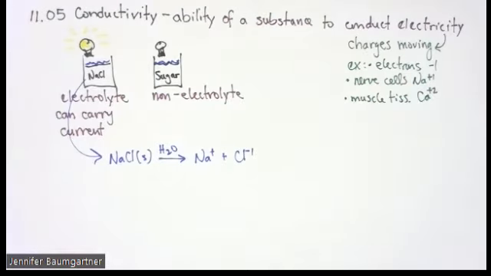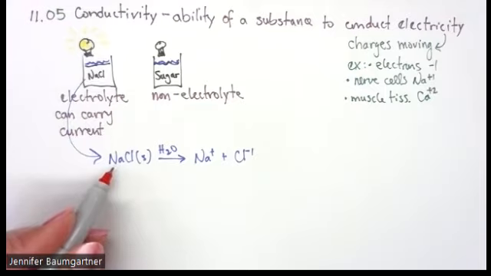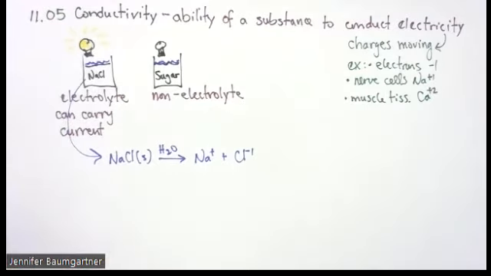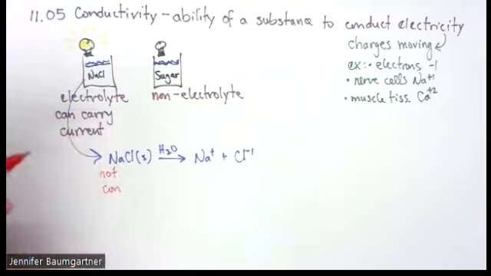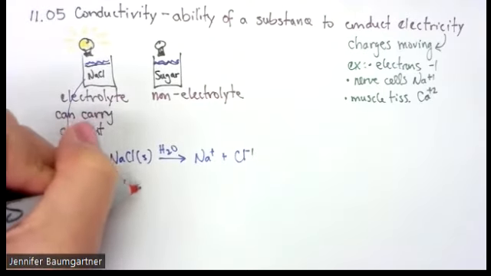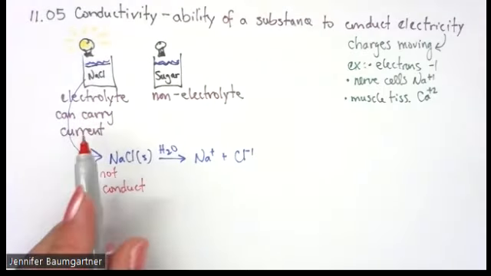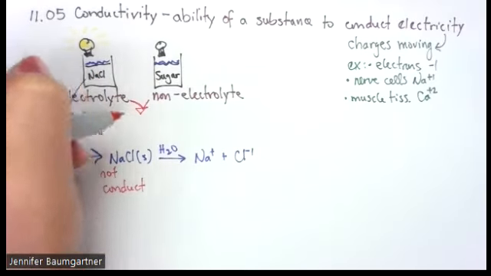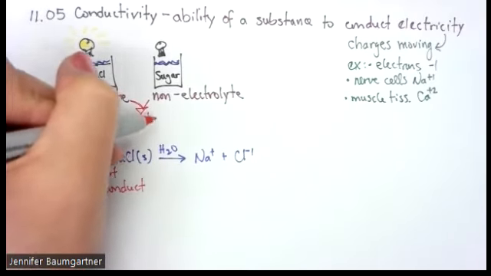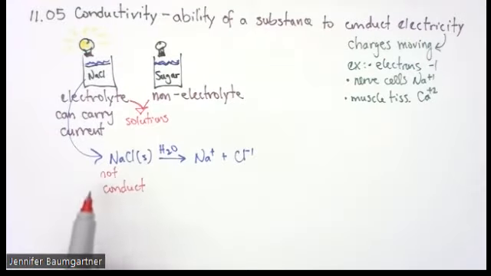So what do we have going on down here? If I had a beaker full of solid sodium chloride and I put my conductivity bulb in, this would not conduct. Now it's not called a non-electrolyte because it's a solid. Electrolytes and non-electrolytes refer to solutions only. This solid sodium chloride would not conduct, but when it dissolves into its ions, the cation and the anion, it will.